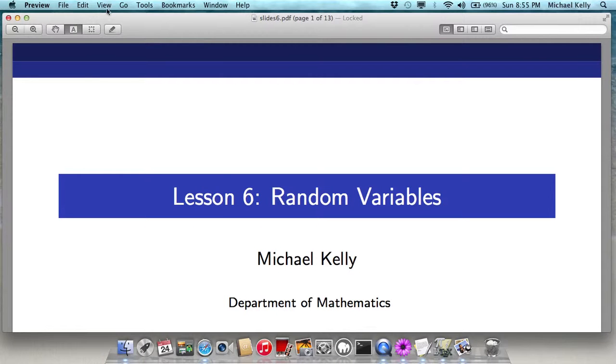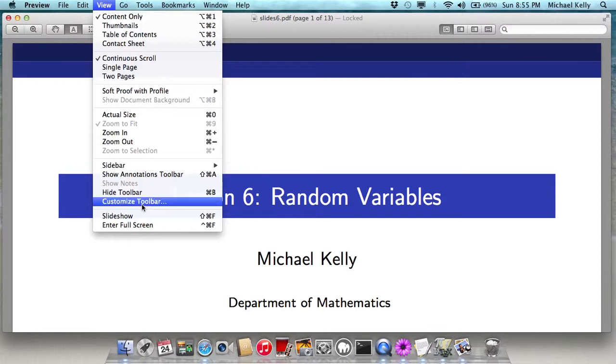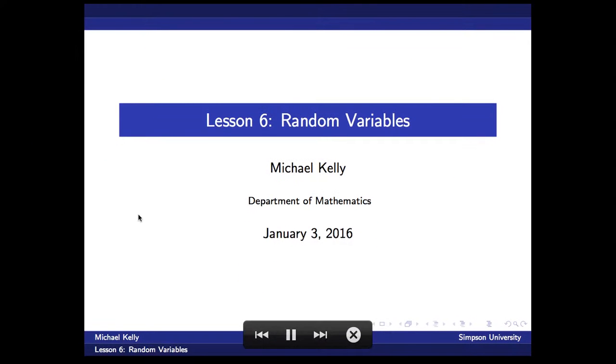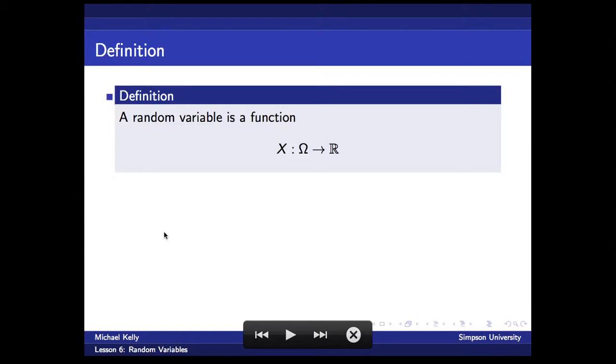Hi guys, in this video we're going to talk about random variables and how to compute their probabilities. A random variable is a function X from the sample space omega to the real numbers.